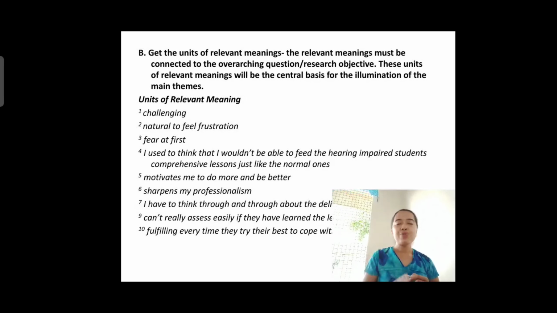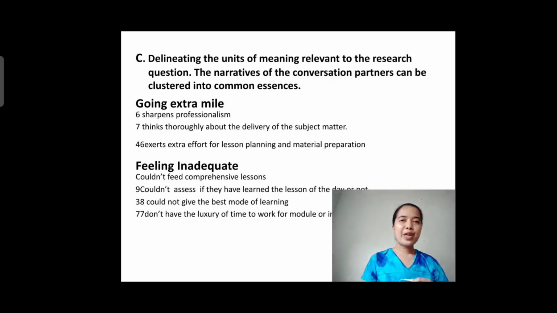So those words which are no longer related to their experiences with inclusivity will be omitted or deleted. At this point, the next process after selecting all the relevant meanings related to the overarching question was delineating units of meaning relevant to the research question. The narratives of the conversation partners must be clustered into common essences.